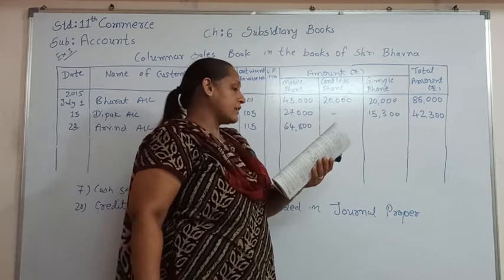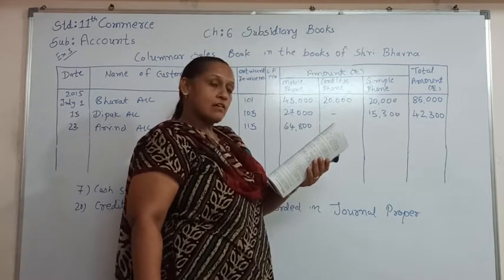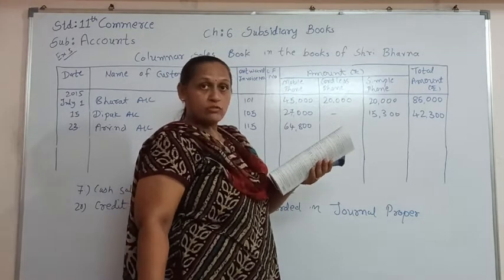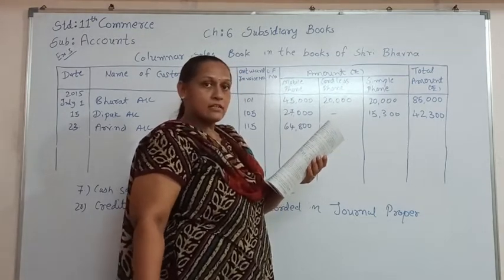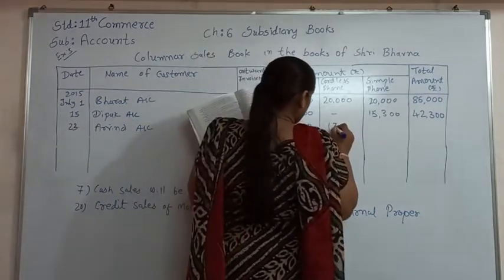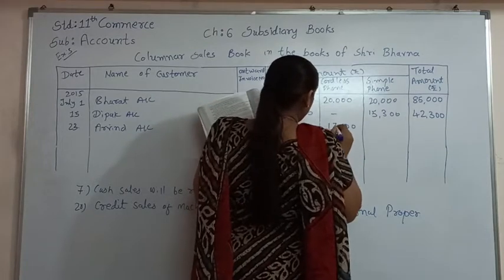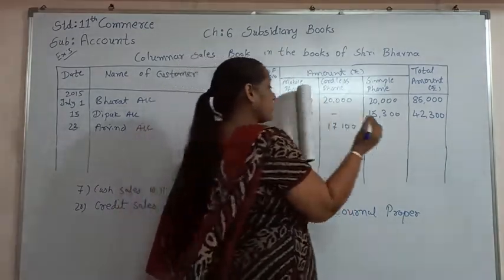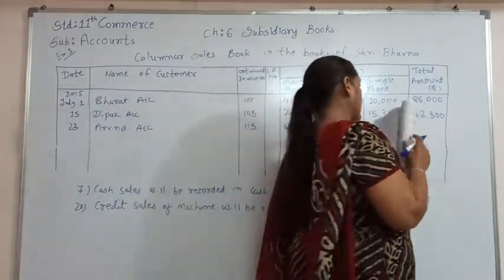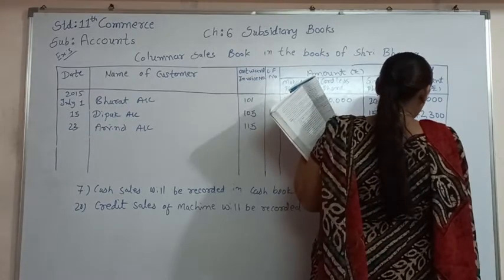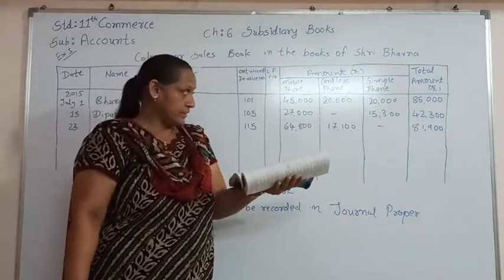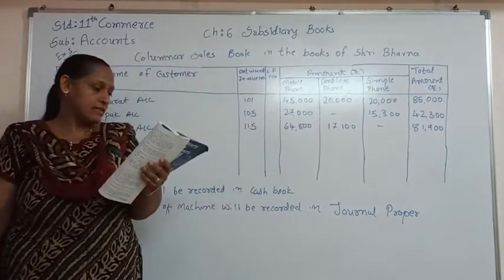And now the next is the cordless phone, 10 cordless phones at 1,900. So it will be 19,000. And from 19,000 we are going to deduct 1,900. So it will be 17,100. And here only 2 items we have traded, so there will be no simple phone. So the total of these two will be 81,900.